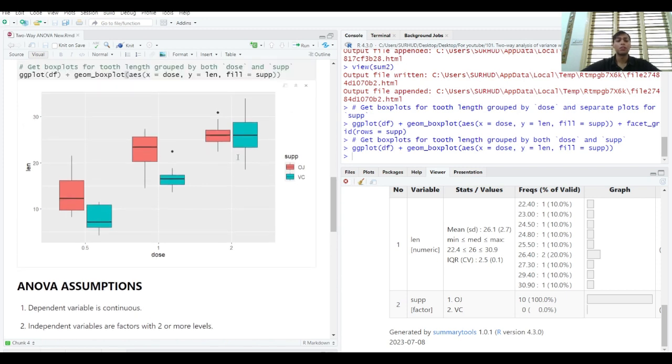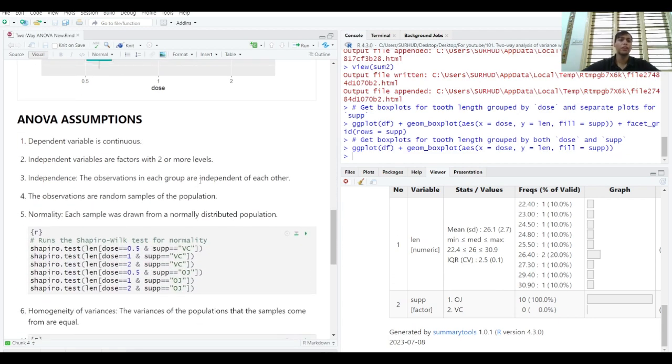So for this purpose, we'll be running a two-way analysis of variance. We are saying this two-way because we are going to include two independent variables, that is the dose of vitamin C and the delivery method.